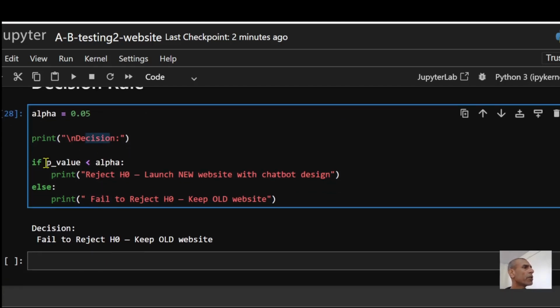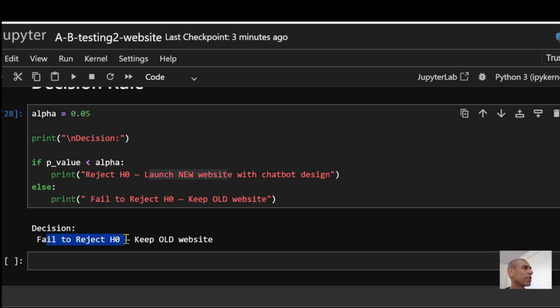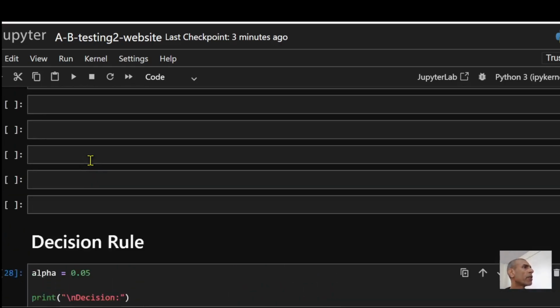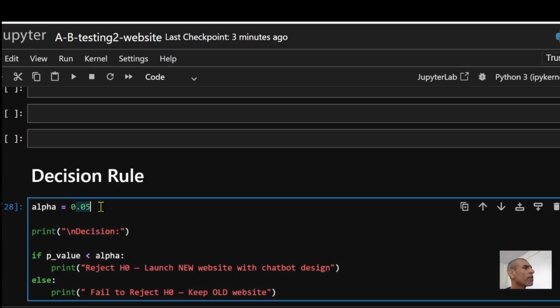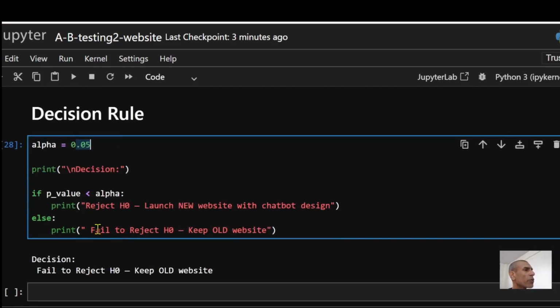If my p-value is smaller than alpha, I'm going to reject H0. This is how these hypotheses work. In that case, I'm going to launch the new website. When I run this, it gives me the decision: fail to reject H0. That's because my p-value is 0.99883, and this is my alpha. In this particular case, it is going to fail to reject because the p-value is not smaller than alpha. It is bigger than alpha. So fail to reject H0. That means keep your old website. The chat part did not help over here.